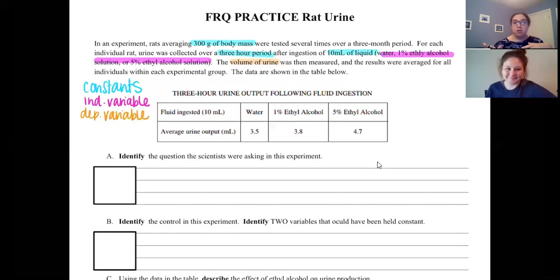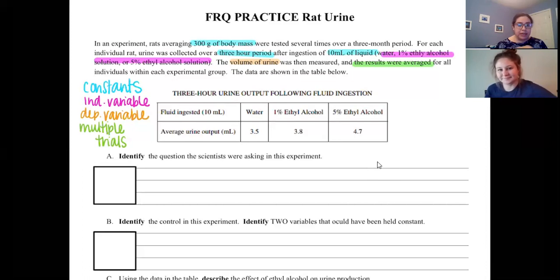And our easy point, which is multiple trials. Nowhere in here did it say that multiple trials were conducted, but what you do see is that the results were averaged for all individuals within each experimental group. So that tells me, and that tells your reader, that this was done multiple times and they just took an average of all the trials, and that's what's being shown in the data table below. So this is a great example of how to write FRQs in paragraph form and still include all the information that the reader needs in order to get full points.